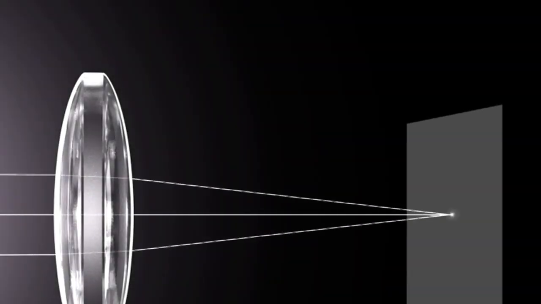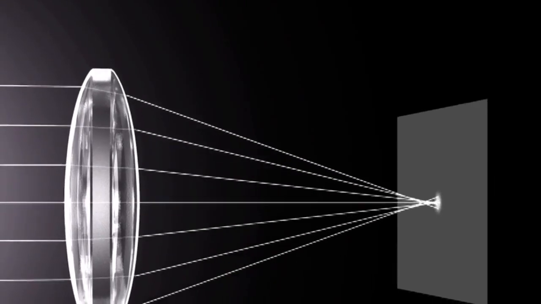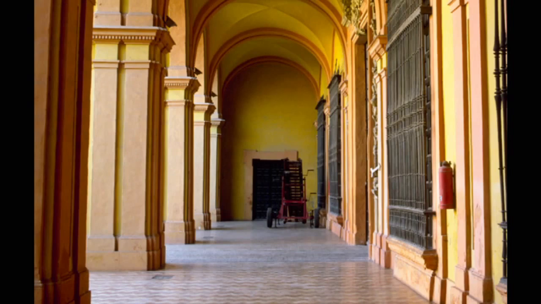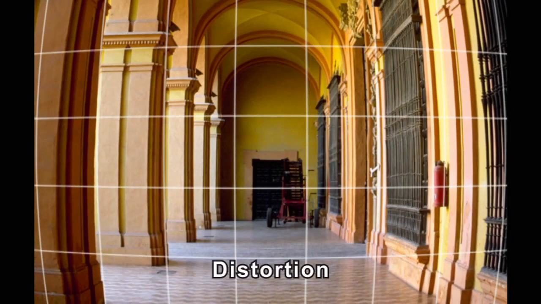The position of the focal point for the light that passes through the center of the lens and the light that passes through surrounding areas does not line up. This misalignment causes the image to become blurred. Spherical lenses are also subject to other types of aberrations, such as distortion.